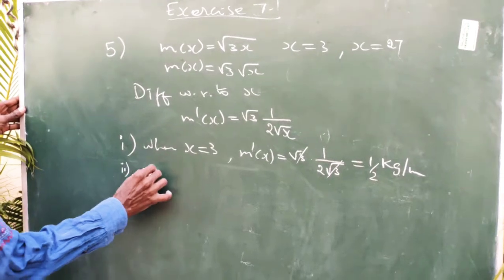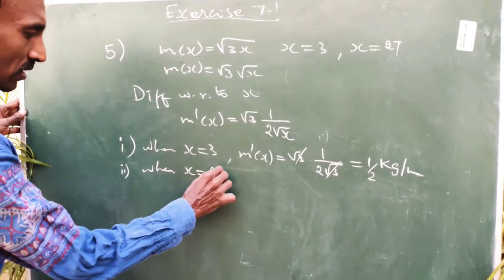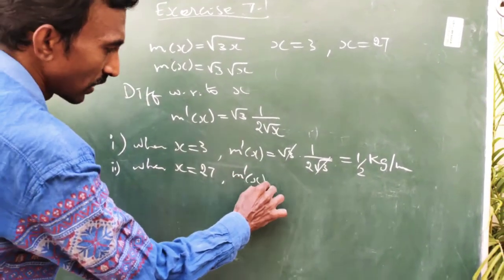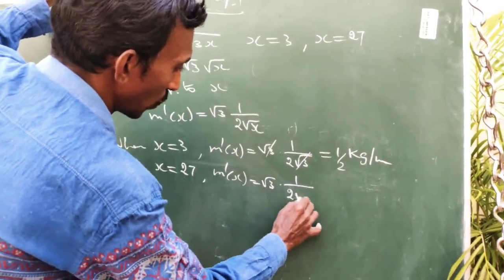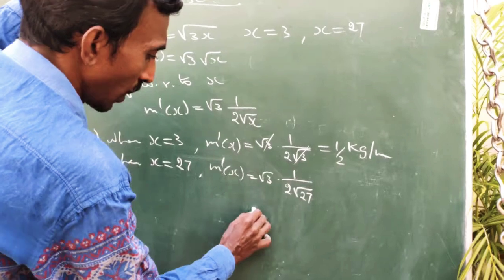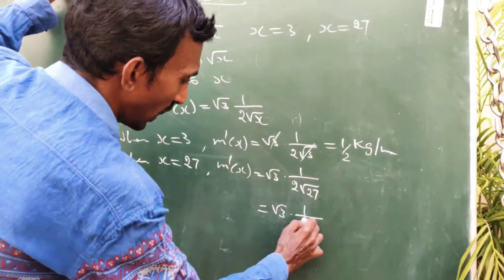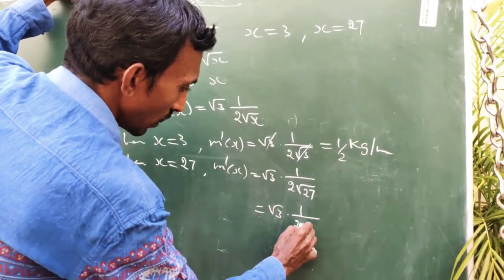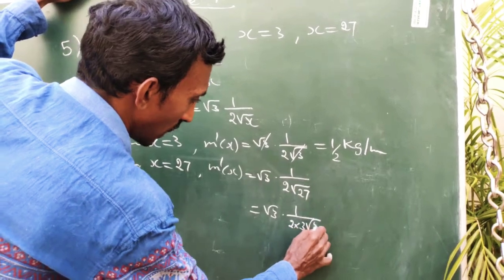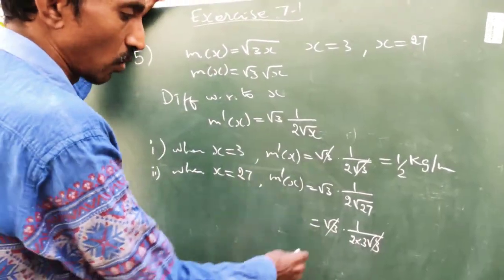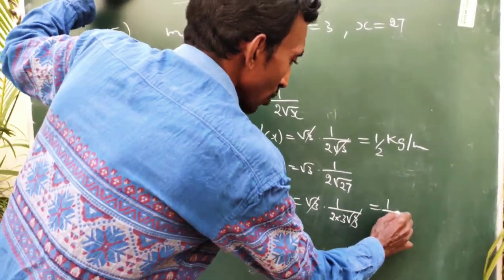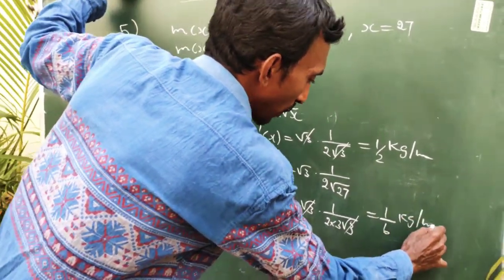Second, when x equals 27, m dash of x equals root 3 into 1 by 2 into root 27. Root 27 means 3 root 3. So root 3 cancels, 2 into 3 is 6. So 1 by 6 kilogram per meter.